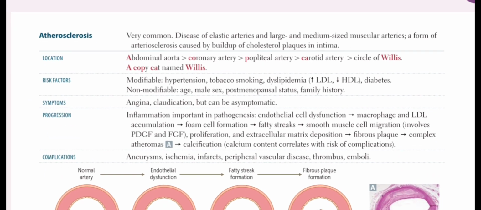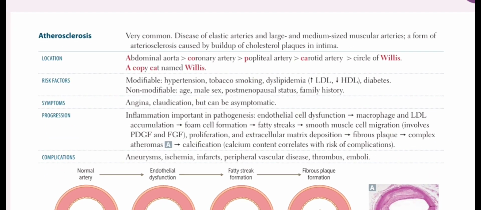Then atherosclerosis, which is more common than the other arteriosclerosis, is a disease of elastic arteries and large and medium-sized muscular arteries. It is due to buildup of cholesterol plaques in the tunica intima. The location of atherosclerosis is most common in the abdominal aorta in the adult population, but it can also involve the coronary artery and can predispose to angina. Then we have the popliteal artery, the carotid artery, the circle of Willis.